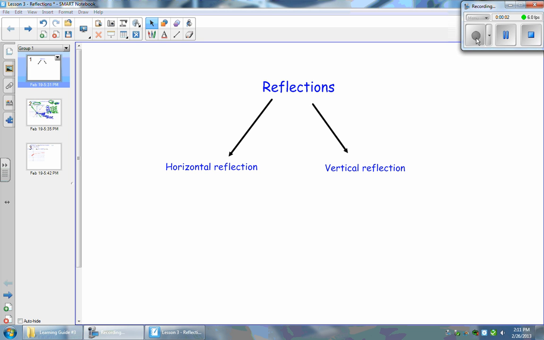Right, in this lesson, we're going to talk about reflections. There are two types of reflections. We've got a horizontal reflection, and the second type is a vertical reflection. In this lesson, I'm going to describe to you what happens in a vertical reflection.